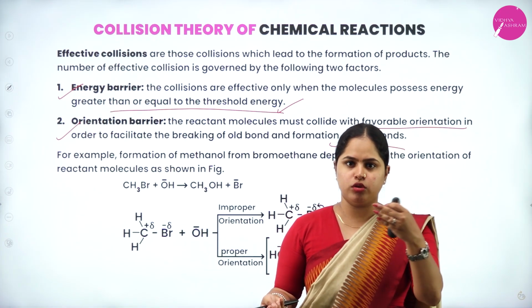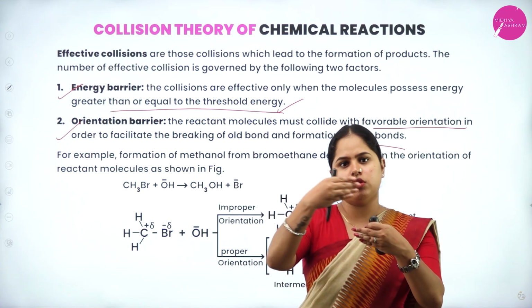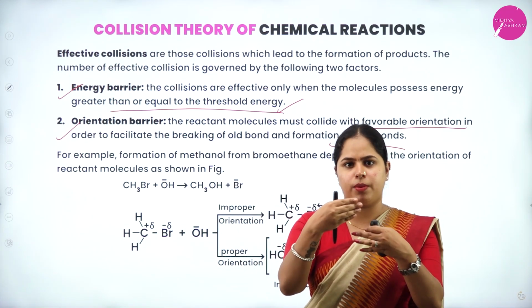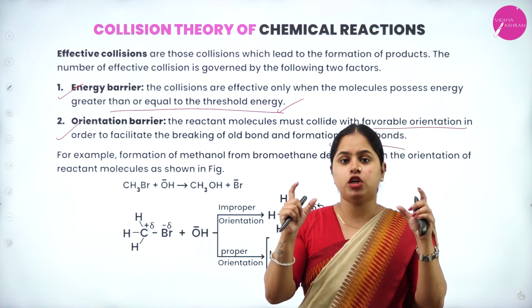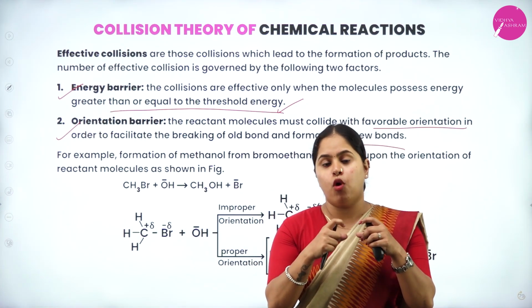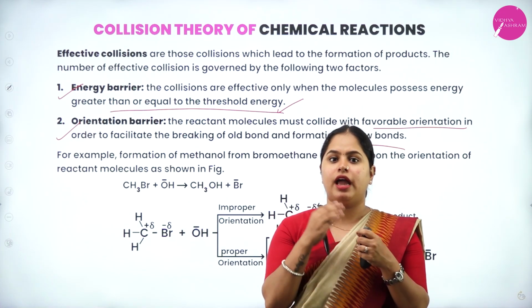So imagine if one molecule is going in this direction and another molecule in this direction, of course they are not going to collide here. This won't be an effective collision, right? There is a particular direction in which these two molecules should come so that they will collide effectively.